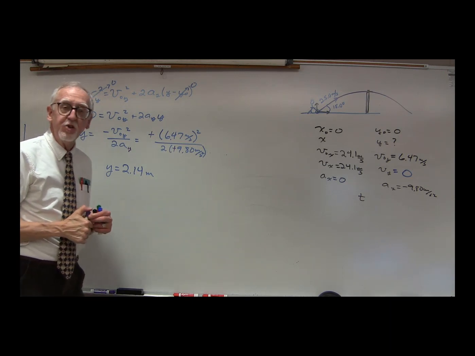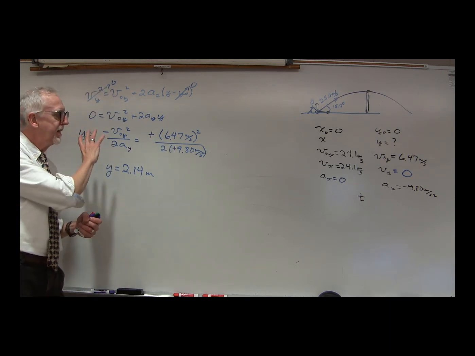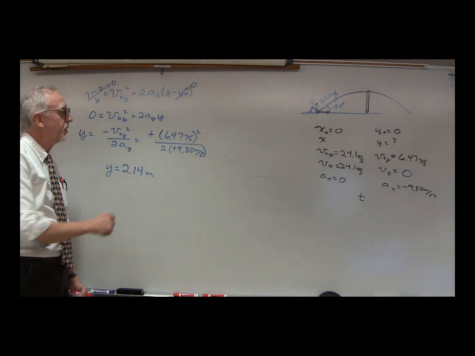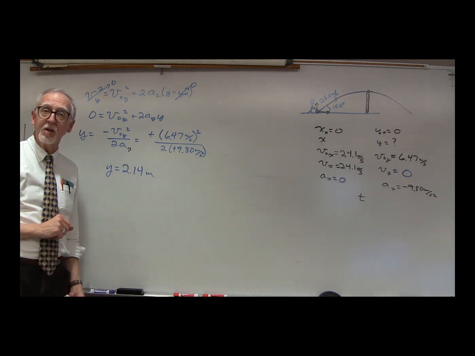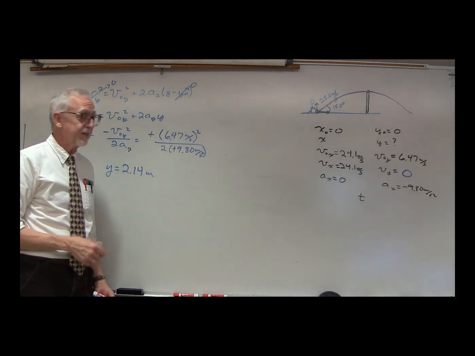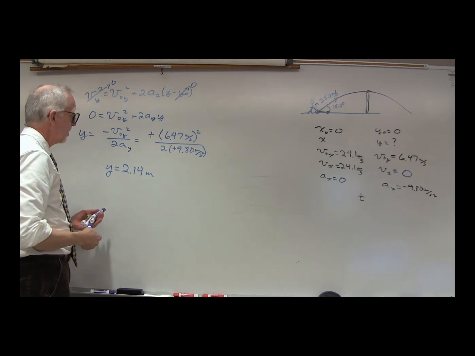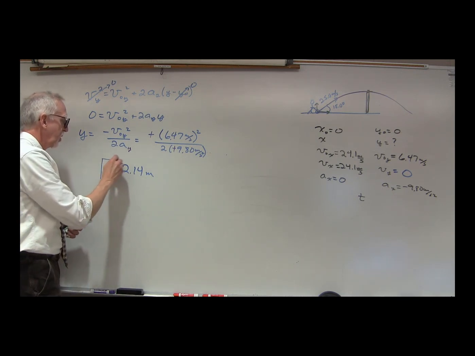You should always make sure to be very careful and keep all the minus signs in as you're going along. And if you're supposed to get a positive number, they should cancel out with each other. And if they don't, you know you've made a mistake somewhere. Dividing this out, what do we get? We get y is equal to 2.14 meters.